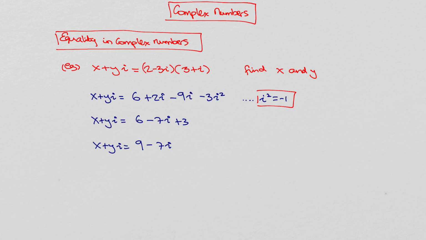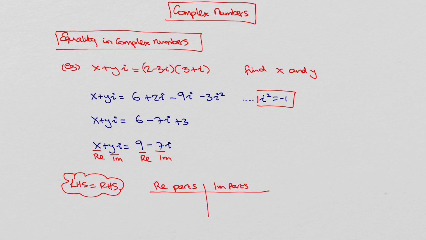So this is a very easy question now, because I can see that if I compare left with right, x is the real part of my complex number, y is the imaginary part, and on the right-hand side, 9 is the real part, and minus 7 is the imaginary part. So by equating the left-hand side with the right-hand side, we now can solve for x and y. So in other words, x on the left has to equal 9 on the right, and y on the left has to equal minus 7 on the right.